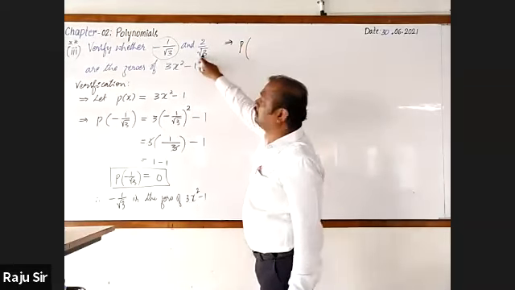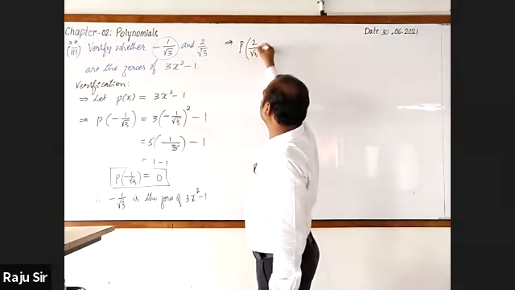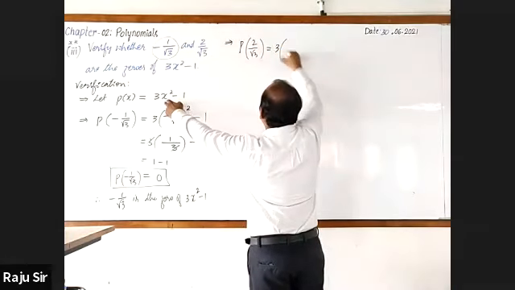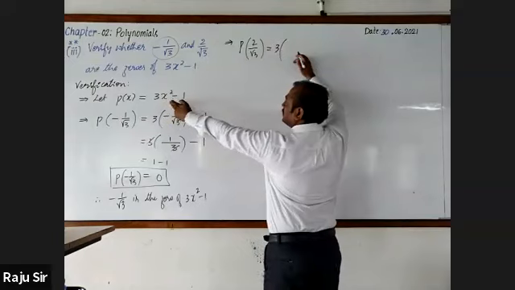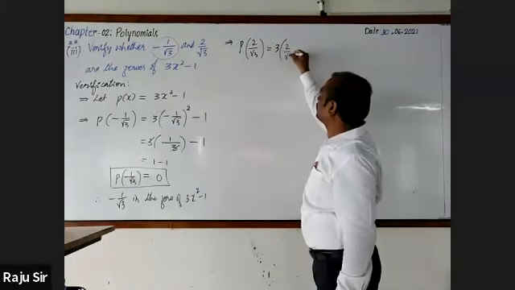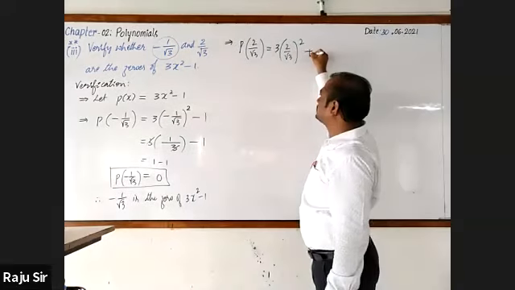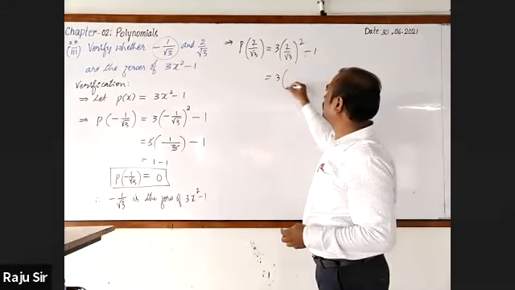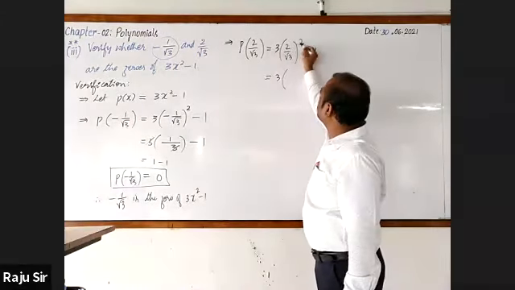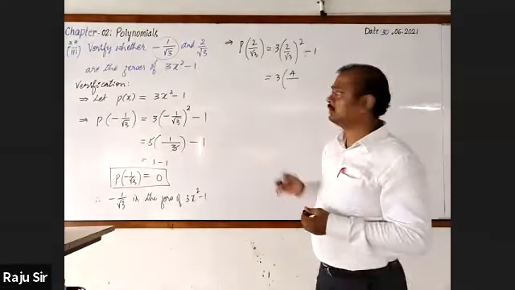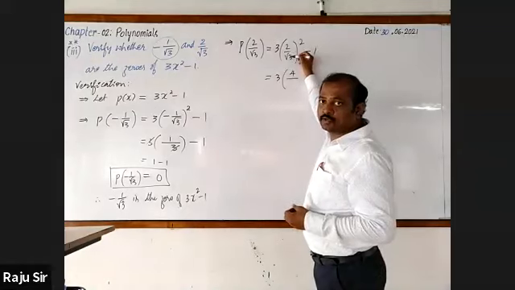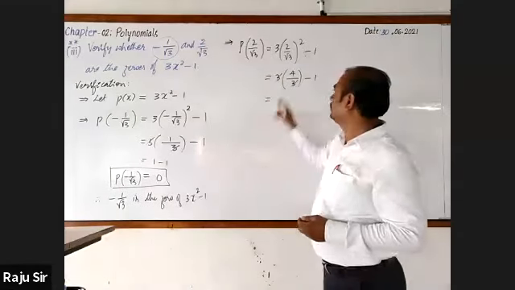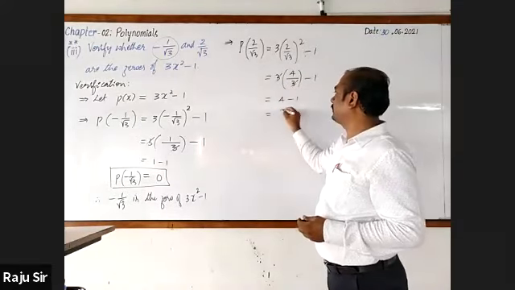P of x is 2 by root 3. This is equal to, substitute 2 by root 3 in place of x. 3x square is there. 3 into 2 by root 3 whole square minus 1. This is equal to 3 into, apply square to both the terms. 2 square is 2 2s are 4. Next root 3 whole square. Square and root get cancelled. Only 3 minus 1. Here 3 and 3 get cancelled. Remaining 4 and minus 1. 4 minus 1 is 3.